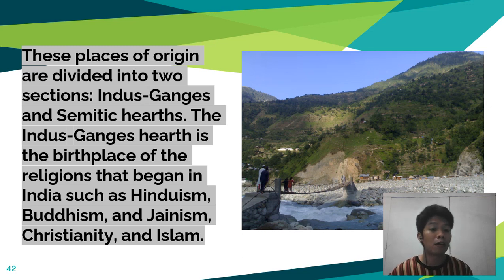These places of origin are divided into two sections, Indus Ganges and Semitic hearths. The Indus Ganges hearth is the birthplace of the religions that began in India, such as Hinduism, Buddhism, and Jainism. Semitic hearths include Christianity and Islam. It's in the Fertile Crescent.